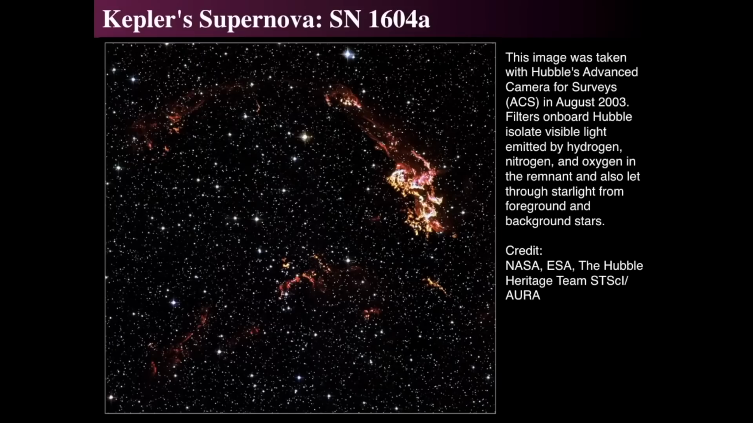Subsequent to that, the Hubble Space Telescope did a good observation of Kepler's Supernova 1604A, and this is the view with the Advanced Camera for Surveys that was done in August 2003. Hubble took a bunch of images in various narrow band filters that allowed it to look specifically at the light emitted by hydrogen, nitrogen, and oxygen, and that's what you'd look for in a nebula such as this, because it won't be a thermal nebula, so you don't use a wide band filter.